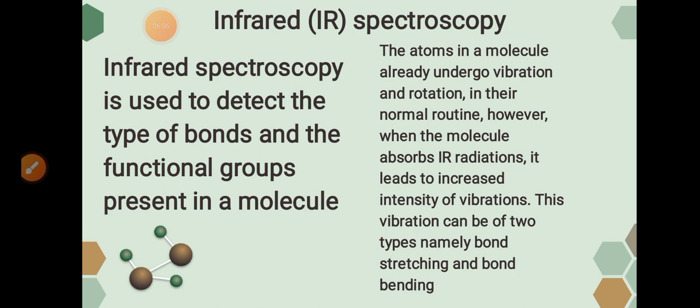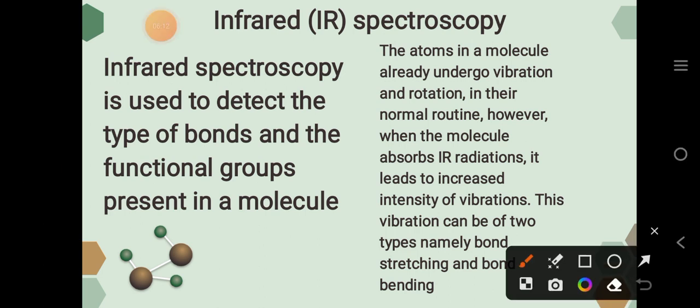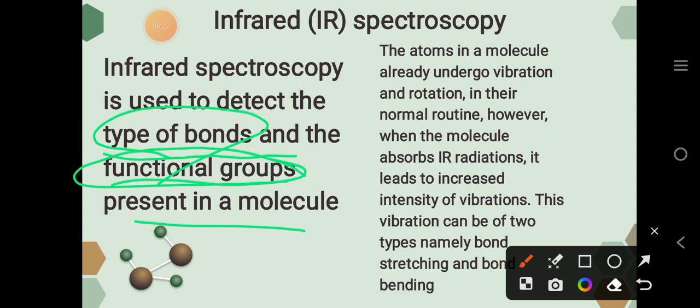Now first we have infrared spectroscopy. Infrared spectroscopy is used to detect the type of bond and the functional group present in a molecule. In infrared spectroscopy, we look for the type of bond and the functional group. Two things: we see what kind of bond it has in a certain sample. If we look at a certain compound, which bond does it have, or which functional group does it have. So we look for that in infrared spectroscopy.